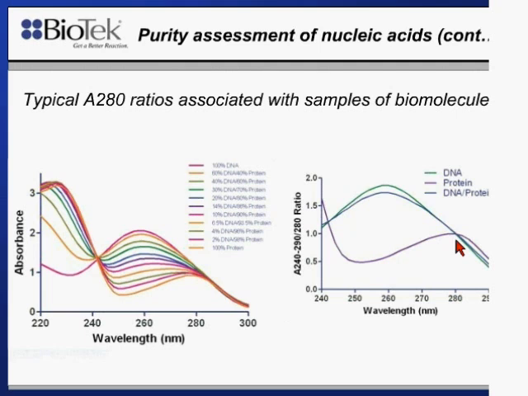and 40% protein by weight, what we see is that it really takes a tremendous amount of protein. Here we're showing 40% protein contamination, and we're still seeing a ratio of about 1.7 or 1.75. And so I guess the take-home message from this slide is that it takes quite a bit of protein contamination in your sample before you'll actually realize that on an A260/A280 ratio determination.